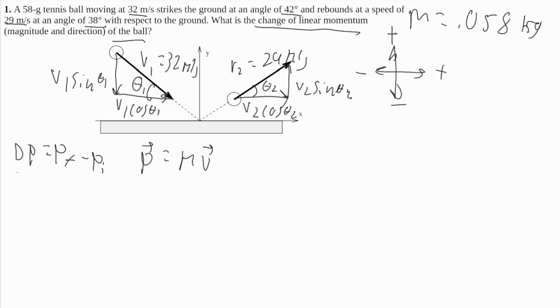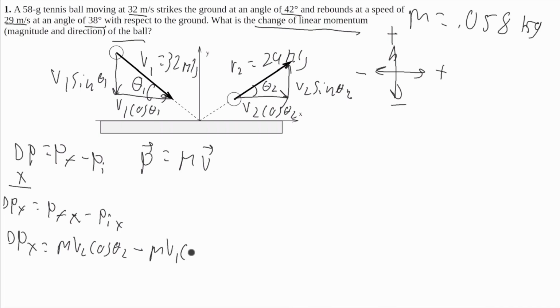So I'm going to treat the x and the y separately for this problem. So the x, we'll say that delta P in the x is equal to P final in the x minus P initial in the x. Now the final momentum in the x is here. It'll be mv2 cosine of theta 2. So I'll say delta P in the x is equal to mv2 cosine of theta 2. And the initial momentum in the x is v1 cosine of theta 1 times mass. So it'll be mv1 cosine of theta 1. So that's it for the change of momentum in the x.